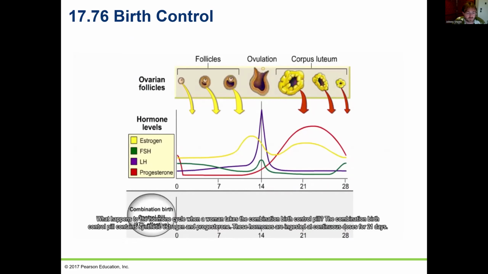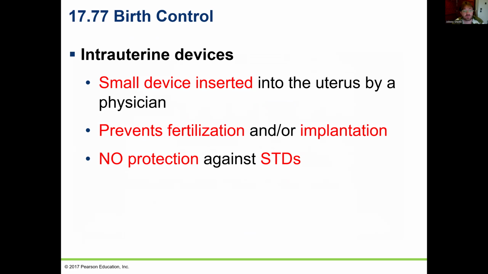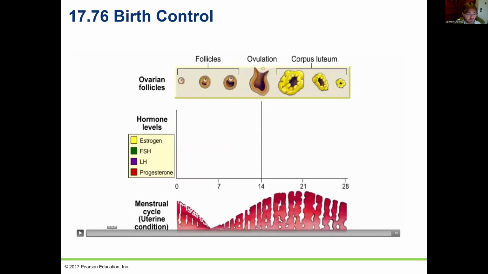What happens to the hormone cycle when a woman takes the combination birth control pill? Oh, wonderful. They do the birth control. I guess they just gave us a review on the hormones first. Whoops. Sorry about that.